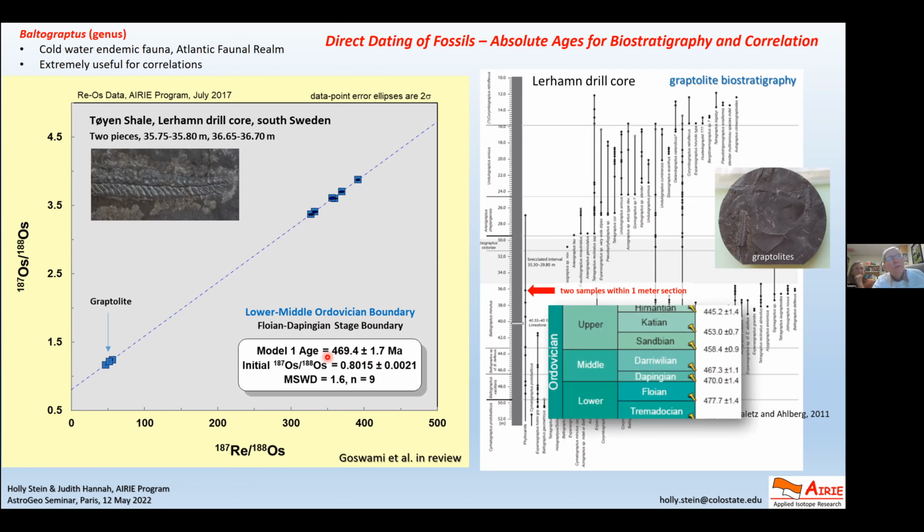But how well did we do? These are from what is thought to be the Floian-Dapingian stage boundary in the time scale. 470.0 plus or minus, every bit as competitive as that. So rhenium osmium is a way, if you're careful with what you date and how you do it, we can even put the fossils in. It is a way of putting time pins in the geologic record. And there are many more people now doing this, but I'm showing some of our work that I can talk about with ease.